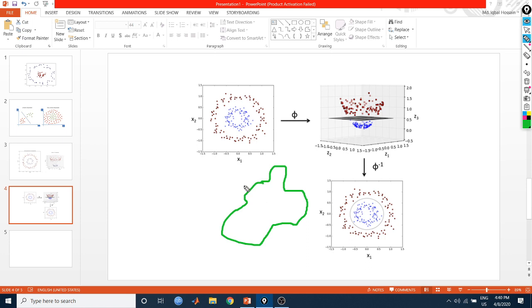So this is all for kernel. Kernel makes data separable in spite of it being linearly not separable data.